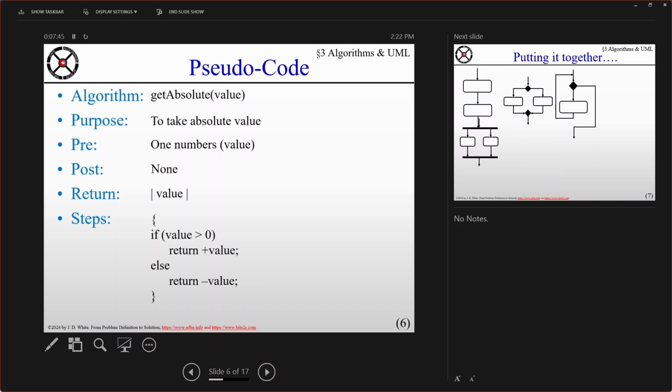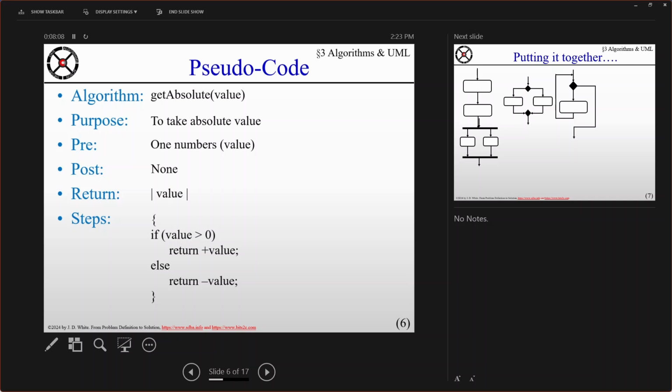Okay? Basically, we try to explain at some level. You can see here, if the value is greater than 0, just return the value. Else, return minus value, and that's the end. So this would be basically how we would represent the algorithm in pseudocode.